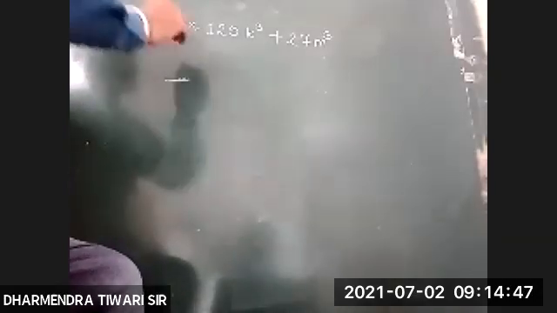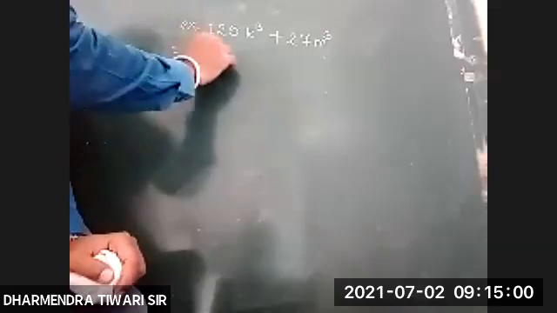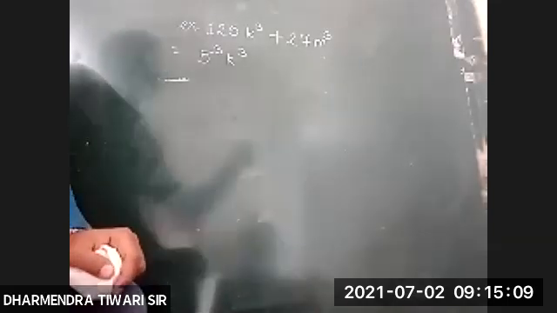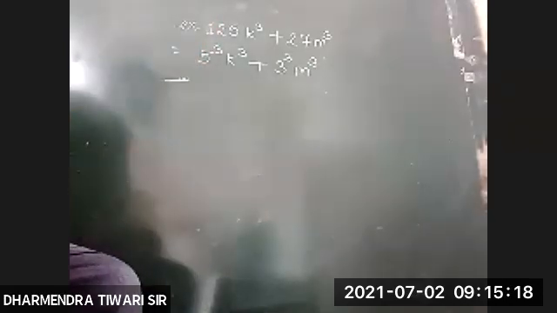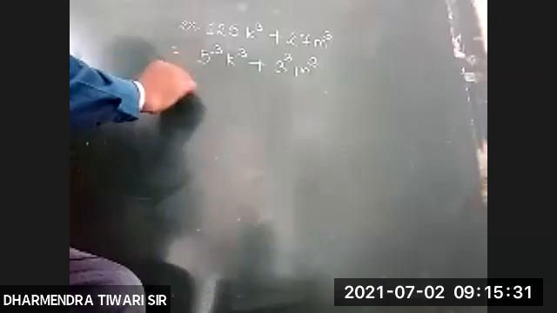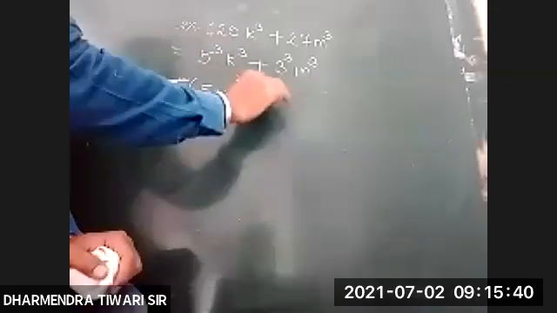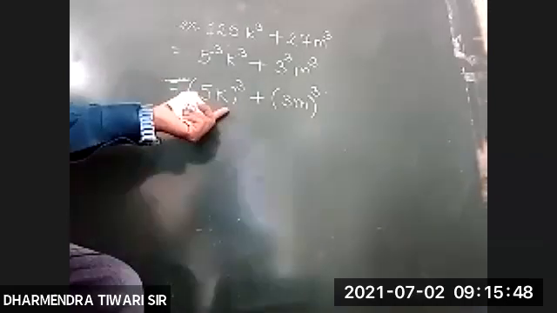Now, how can we write this? Just find the cube of a number. You can write this as 5 cube k cube plus 3 cube m cube. 5 cube is 125, we have seen in the earlier problem, and 3 cube is 27. Now you can write this as 5k the whole cube plus 3m the whole cube. You can see that this is nothing but a cube plus b cube.